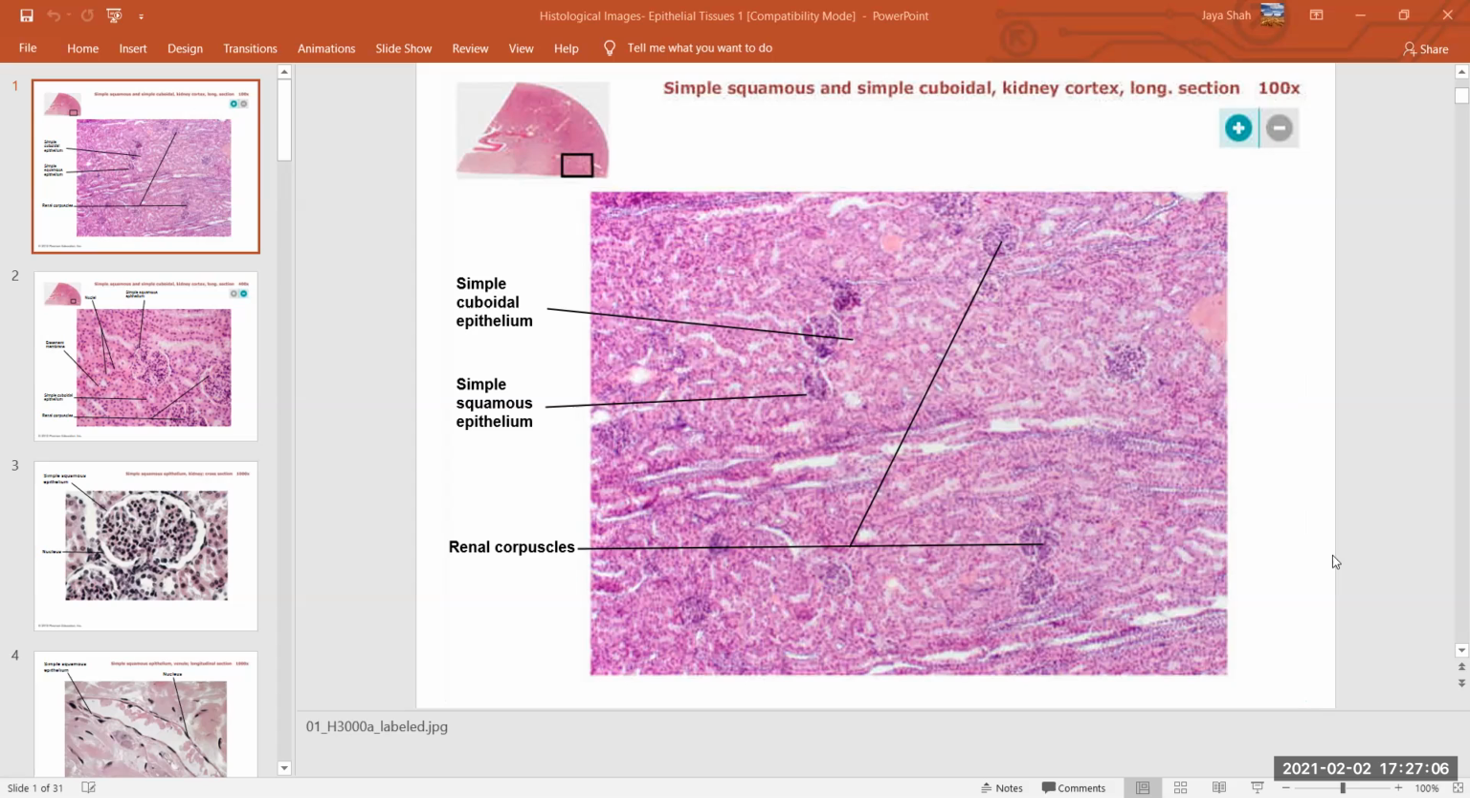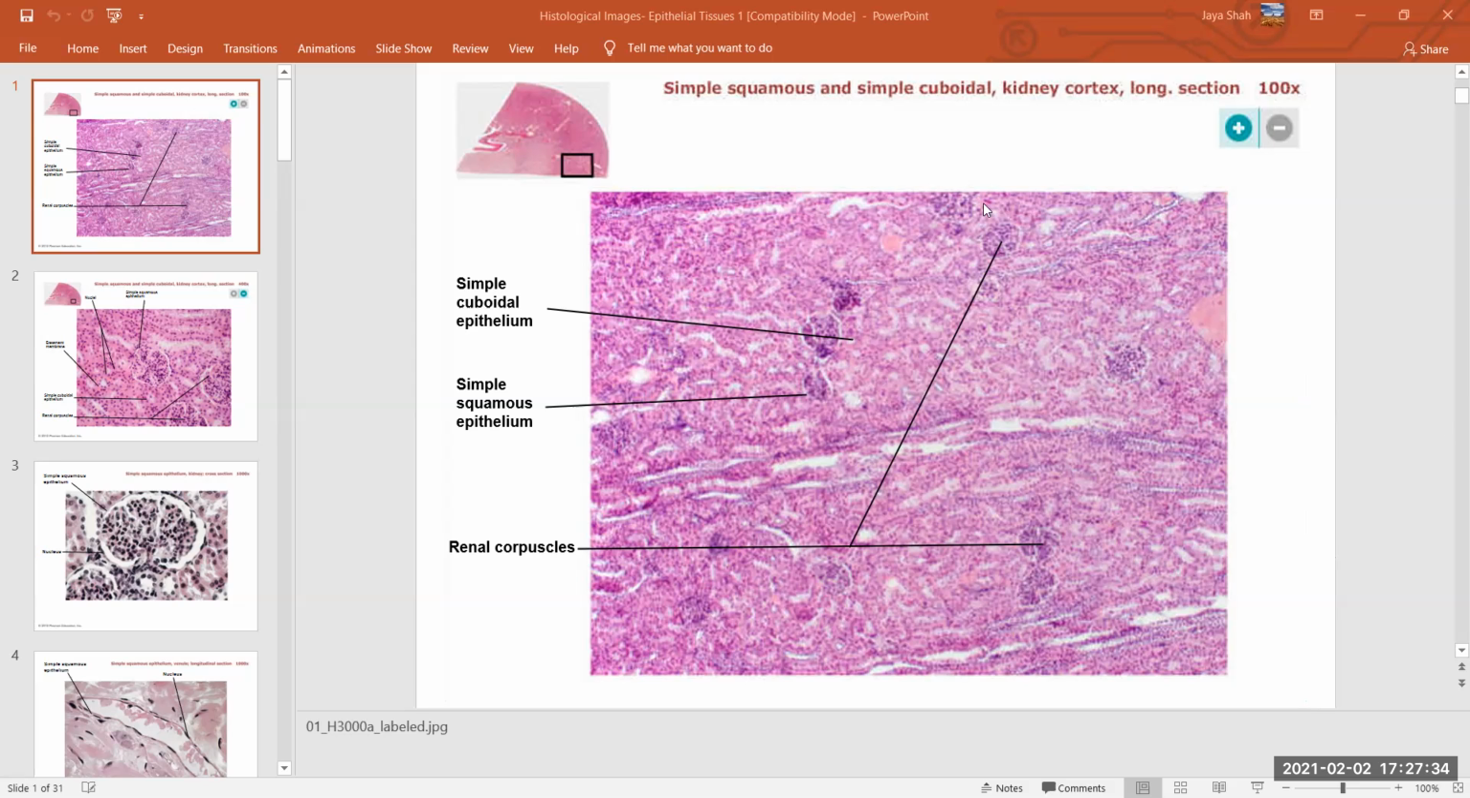Before you go over these slides, study the lecture slides, what we did in lecture: the tissue type, their characteristics, their location, their function, and then try to identify them. These are the slides you're going to learn, and in the exam, you're going to see similar slides and be asked what kind of tissue they are, where they are found, and what their function is.